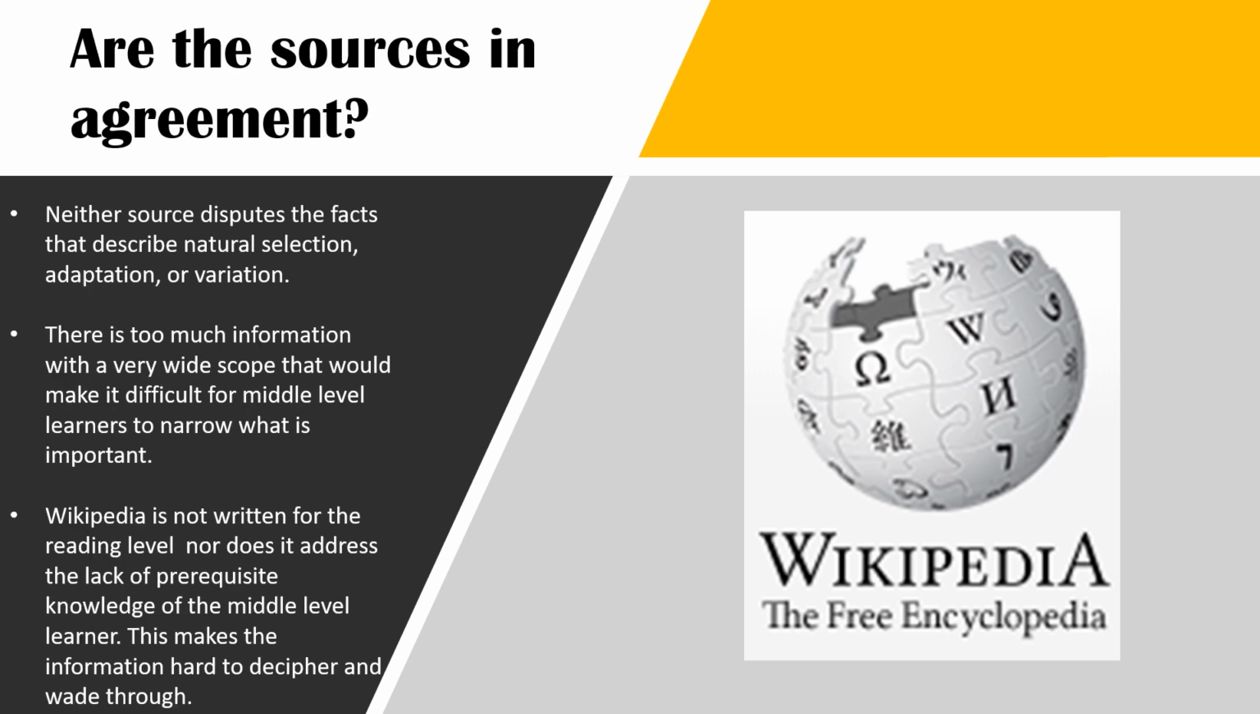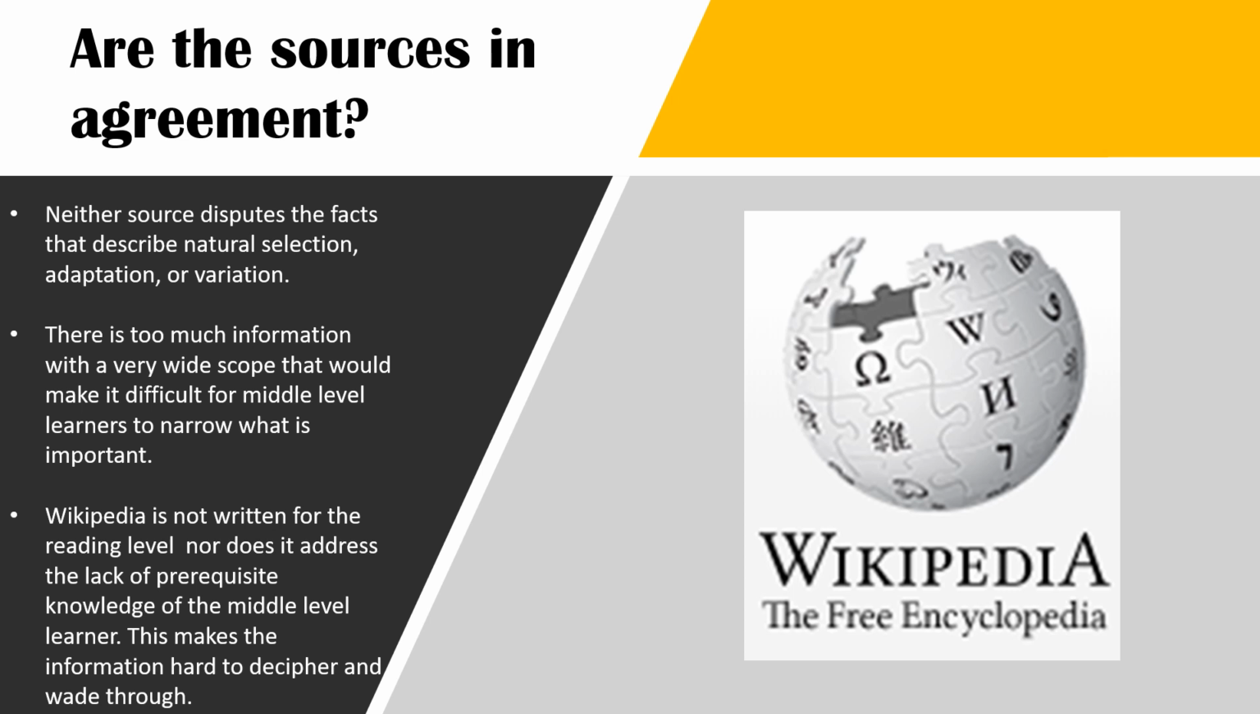Okay, now that we've evaluated both sources, we have to determine, are the sources in agreement, and is one actually better than the other one? Well, for these two sources, neither source really disputes the basic facts that describe natural selection, adaptation, or variation. We do know Wikipedia really had way too much information. It had a very wide scope, included things that weren't basic. It would make it very difficult for middle school students to narrow down what would be important for their study of this topic.